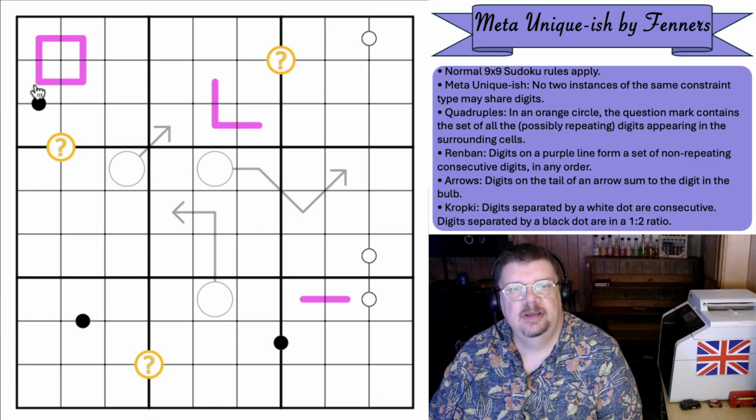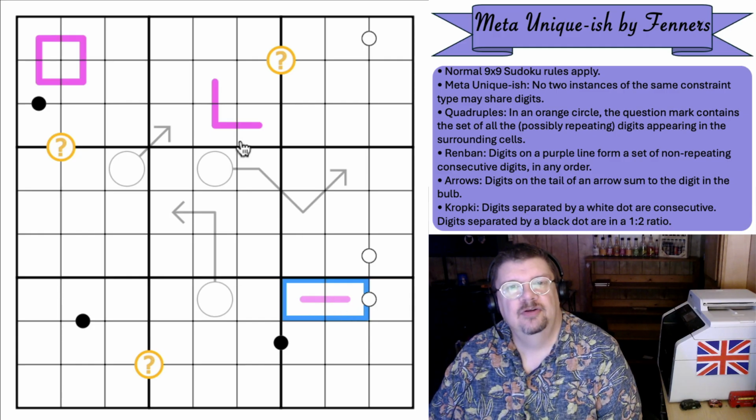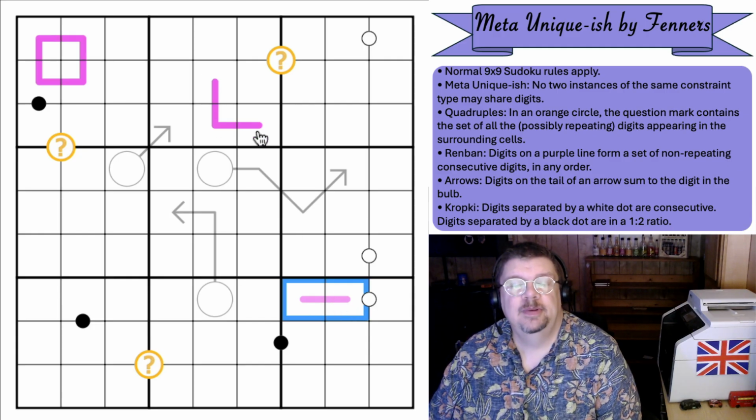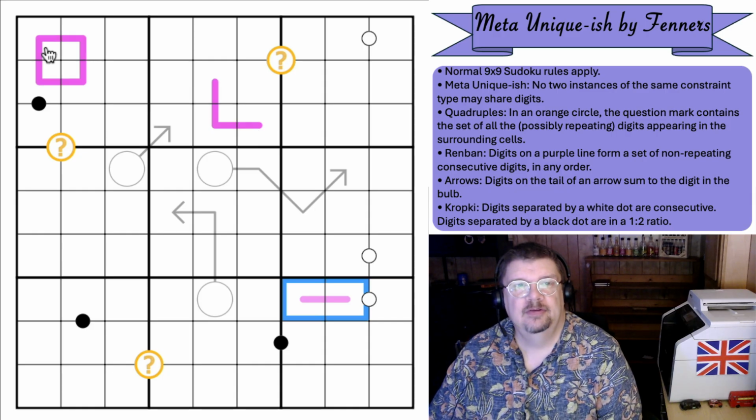Okay, what do I see? I see that we have 9 Renban digits, 2 plus 3 plus 4. So that is going to be a full set of the digits 1 to 9. Because we can't repeat any digits on a Renban, both because the rules of Renban don't allow it and also because they're all contained within one box.